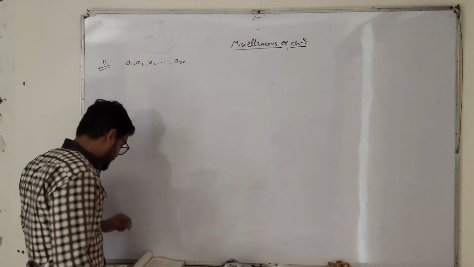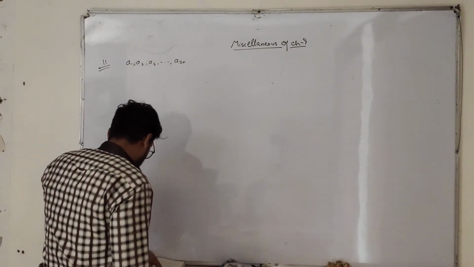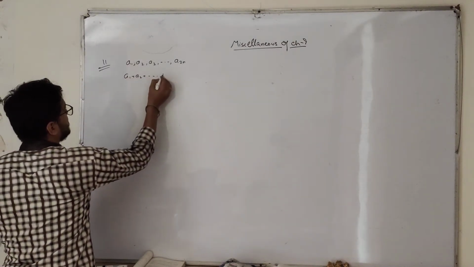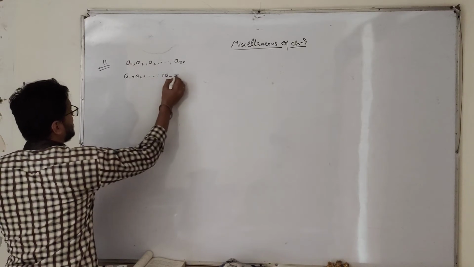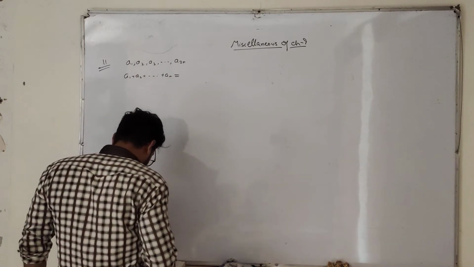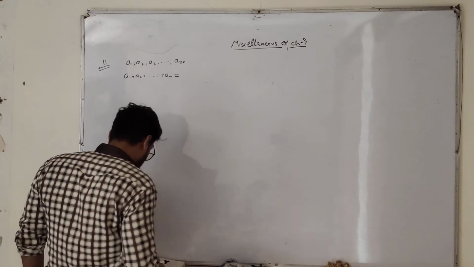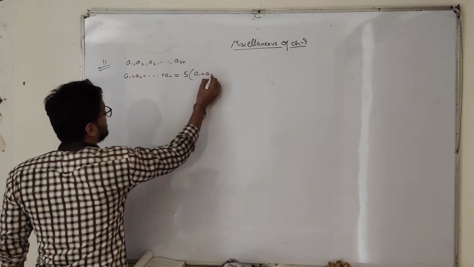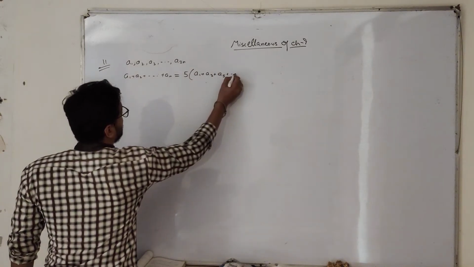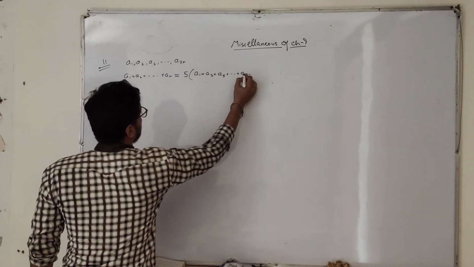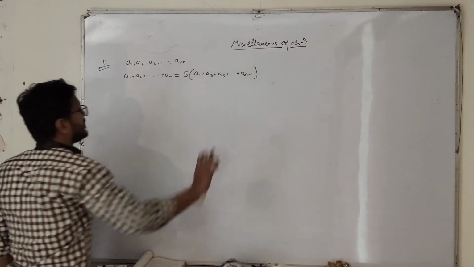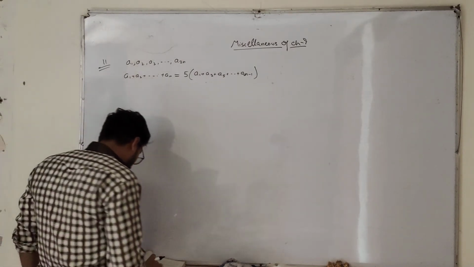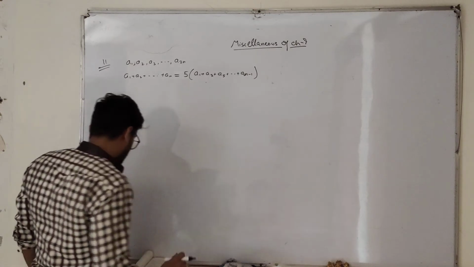So what the question is: if the sum of all terms, so A1 plus A2 plus up to A2n, is 5 times the sum of terms occupying odd places, A1 plus A3 plus up to A2n minus 1, right? So this is the question, this is the condition. What we have to find out is its common ratio, right?